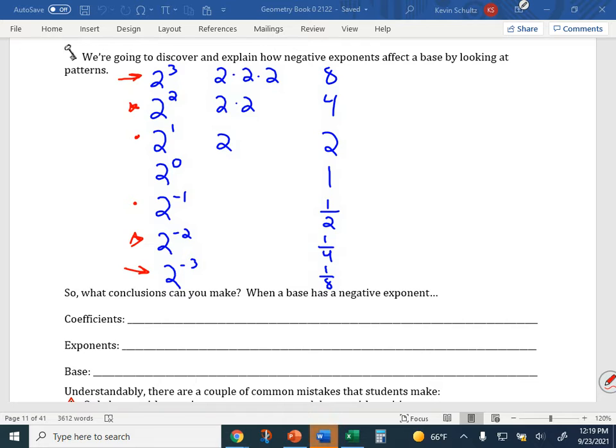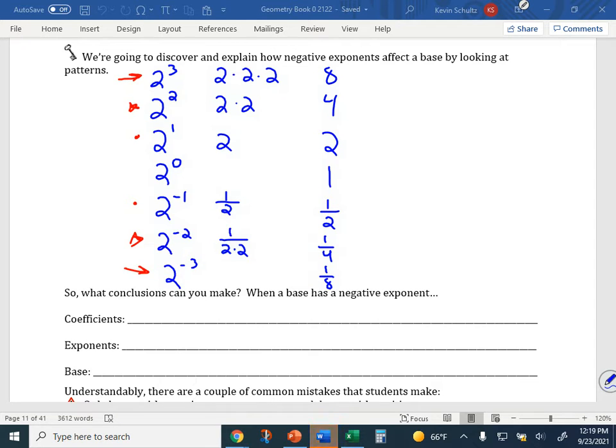So first thing I want to point out here is a negative exponent does not give you a negative value. A negative exponent does not mean the base becomes negative. What it means is that instead of expanded form for 2 to the first being 2, expanded form for 2 to the negative first is 1 over 2. Instead of 2 squared being 2 times 2, 2 to the negative second is 1 over 2 times 2.